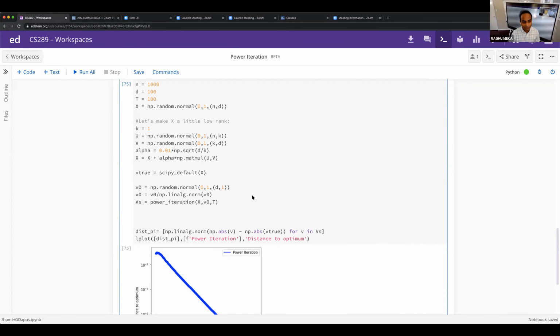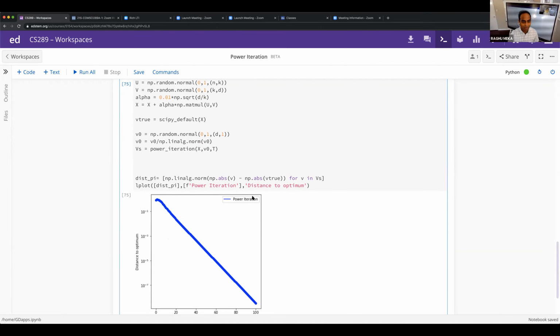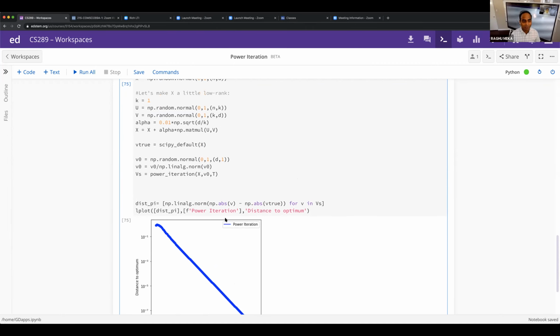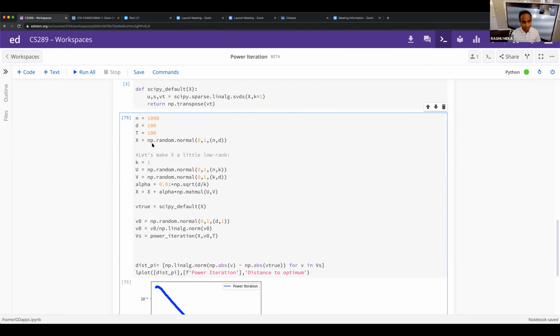Okay, so I fixed the code. So let's now look at what happens to the power iteration. In the same setup as before, we have n, which is 1000, d is 100, t is 100, and I'm generating a random matrix, and then making it a little bit low rank by adding a rank 1 component, some multiplier alpha times a rank 1 matrix.